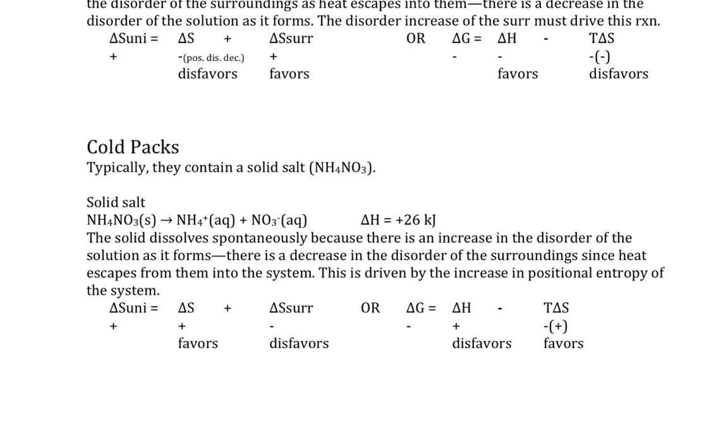So it must be that the delta S of the system is more favorable than the delta S of the surroundings is unfavorable. Looking at the delta G expression, we know delta G is negative, it is spontaneous. Delta H is positive, disfavors, but delta S is positive, which favors, and it must dominate over the other one. So those are the two ways to look at those, giving us basically the same information.